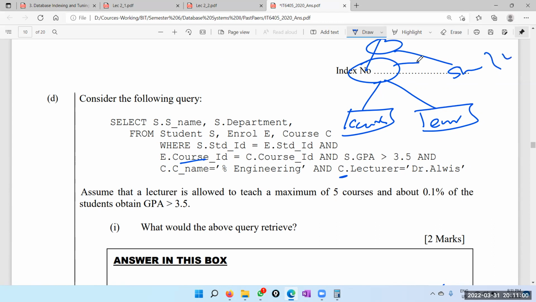Then I will do the final part. Right? I will retrieve only the required fields. I will ignore the rest of the thing. But anyway, it will be in the memory. So make sure you take your sigma down. Okay, so here of course you can do your GPA greater than 3.5. Here in the course, make sure you do the sigma. Lecturer is Dr. Alvis, and course name is pattern matching with engineering, ending with engineering. Enrollment, you don't have to do anything, but here you have another thing that is GPA greater than 3.5.